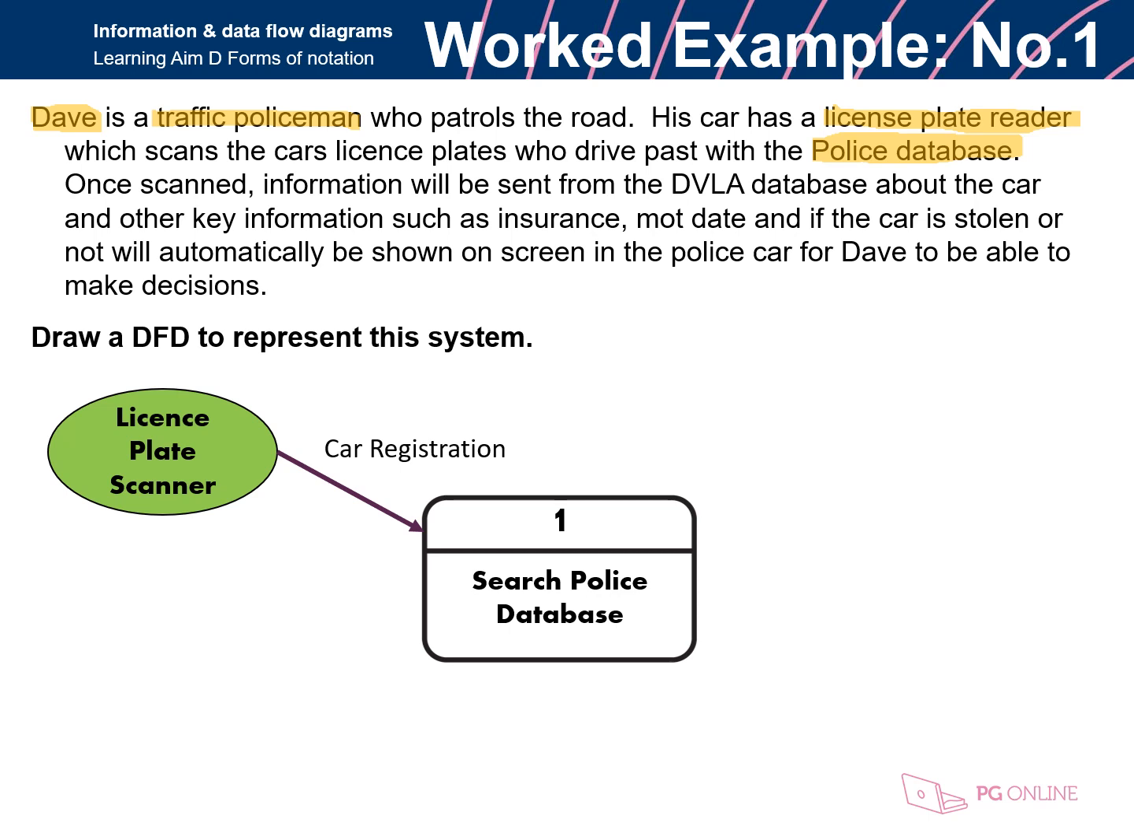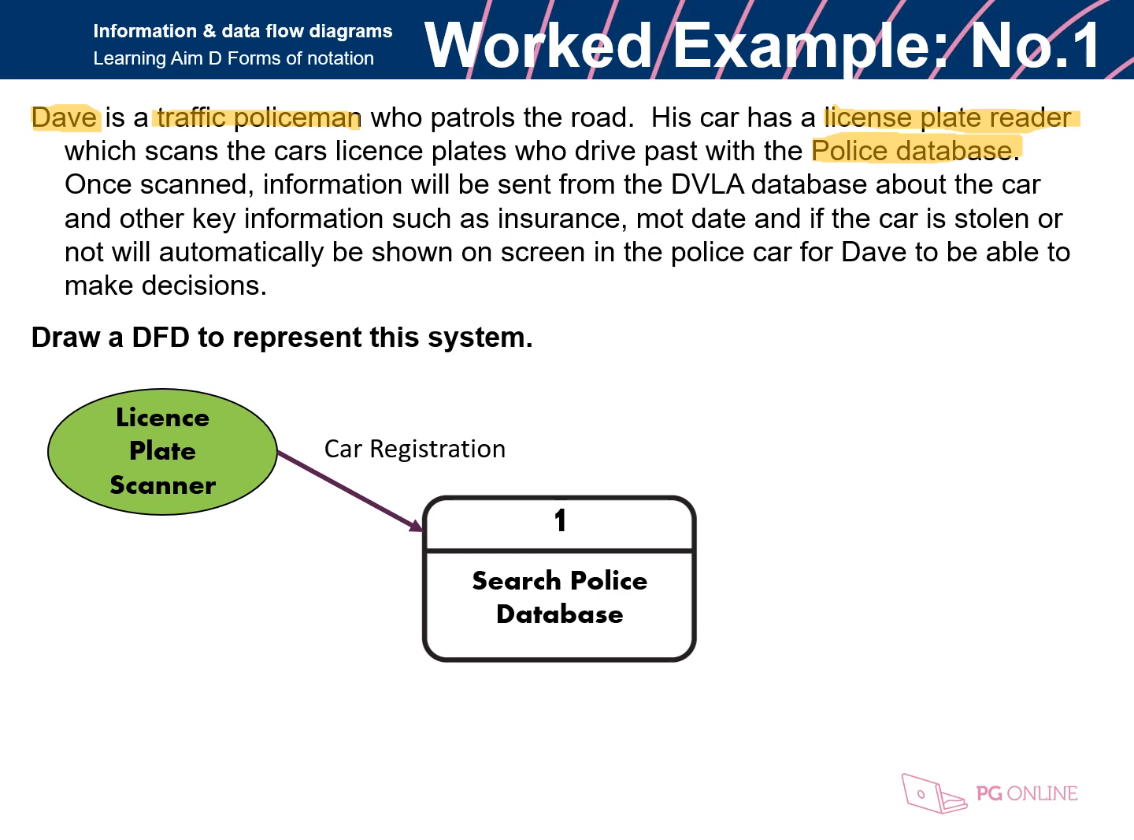So, in the first part of my DFD, we have the entity, so the person Dave with his license plate scanner, and the data going in is the scan of the car registration, so we know what car we are actually reading. And in our first process, we compare the scan of the car registration plate with the police database.